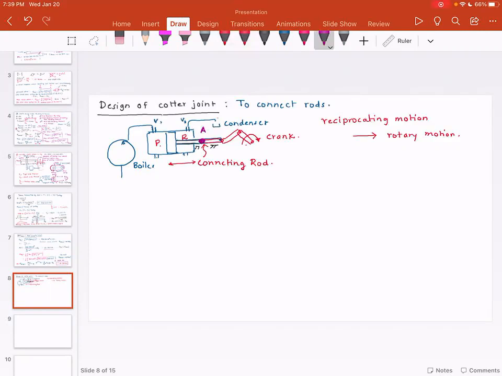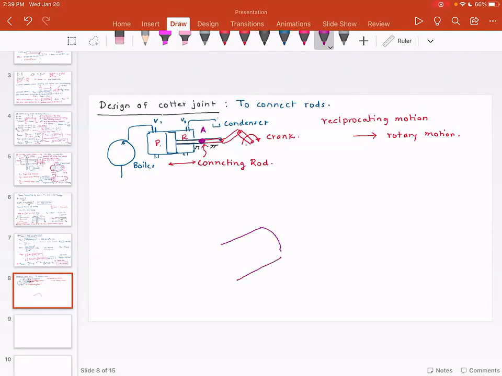So usually, to transmit the reciprocating motion, to connect rods, you have something called the quarter joint. Now I'm going to draw a three-dimensional view of the quarter joint. And actually the principle of a quarter joint is very simple. And in the last class, we kind of talked about the assembly. So this is how the quarter joint looks like.